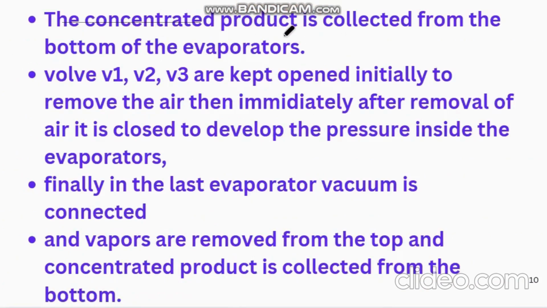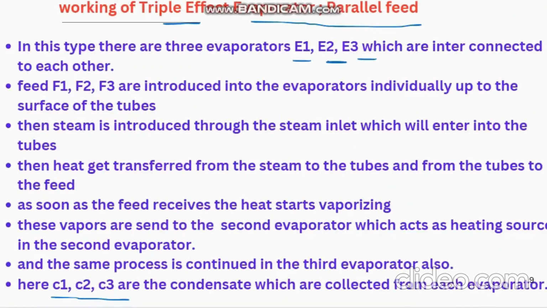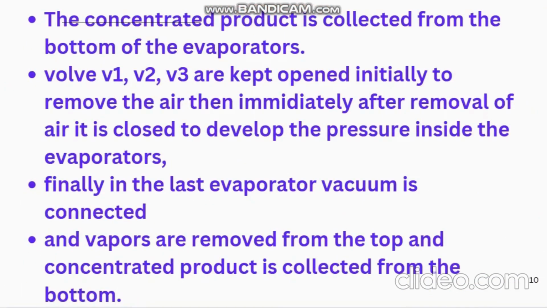The concentrated product is collected from the bottom of the evaporators. Here we are going to collect the concentrated product from the bottom of the evaporators. And there are valves like V1, V2 and V3. They are kept open initially to remove the air, then immediately after removal of the air they are closed in order to develop the pressure inside the evaporators.